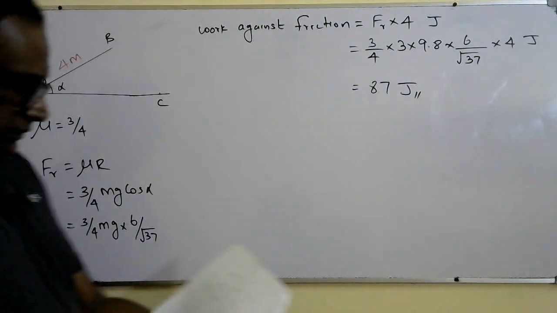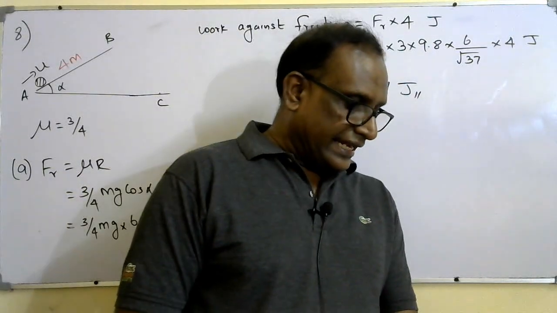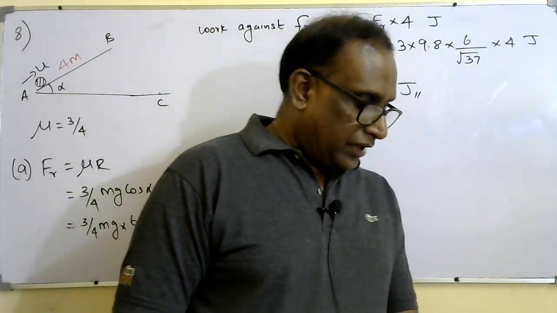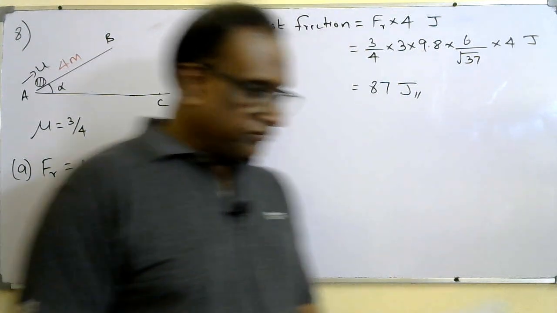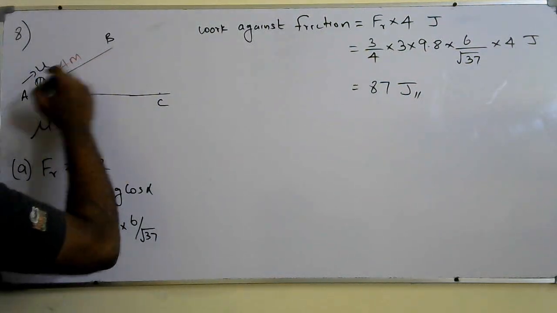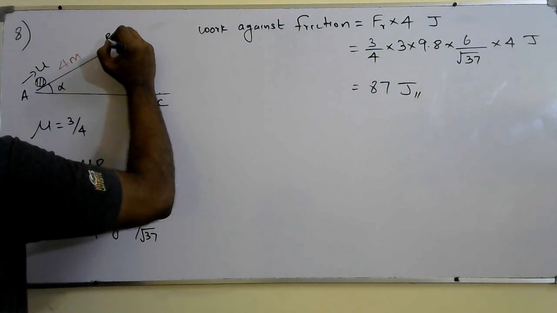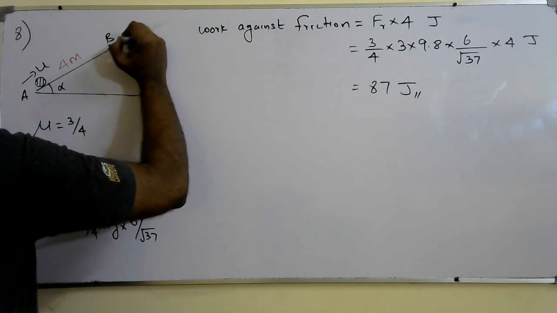Okay, B part. Given that at the instant P reaches the point B, the speed is 5 meters per second. So it was projected at u meters per second. When it reaches B, the speed is 5 meters per second.